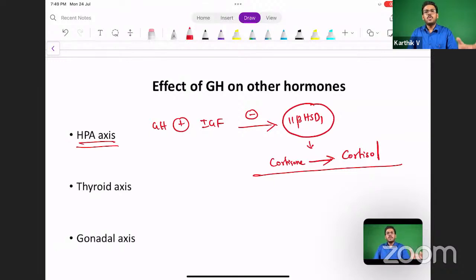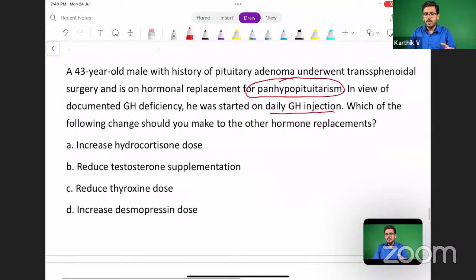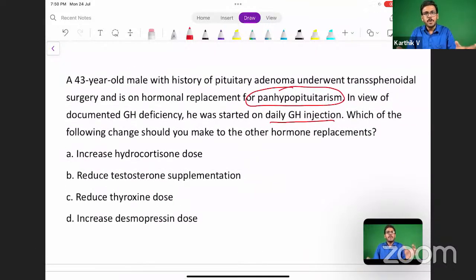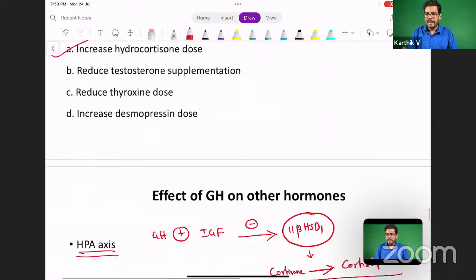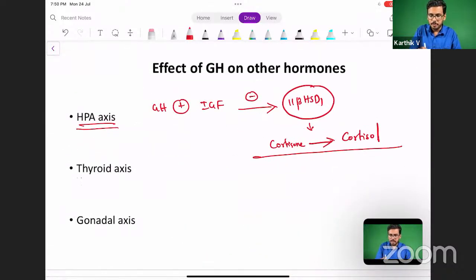So the cortisol generation is affected by 11 beta HSD1 inhibition by IGF-1. So what happens? There will be increased requirement of cortisol in a patient who is on GH replacement. So the correct answer is increase hydrocortisone dose. You should increase the steroid replacement dose in a patient who is receiving growth hormone. Now, what about the other axis, the thyroid axis?